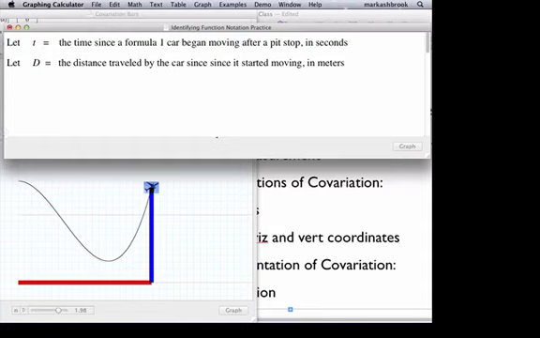What about capital D equals distance? Would it work? Is it specific enough? Not even close. There are lots of distances that we could define in that context: distance from the finish line, distance from the starting line. And I'm saying here, this is the distance it has traveled since it started moving from the pit stop. Again, you have to be specific, in meters.